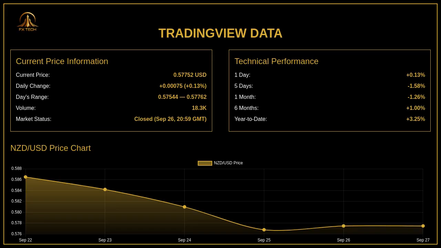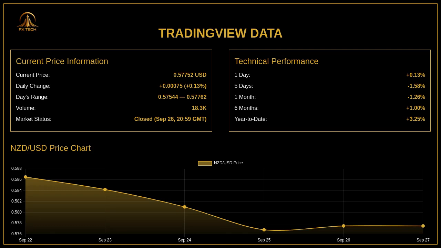Looking at the latest TradingView data, the NZD/USD closed at 0.57752 on September 26, showing a modest daily gain of 0.13%. The pair traded within a tight range between 0.57544 and 0.57762.